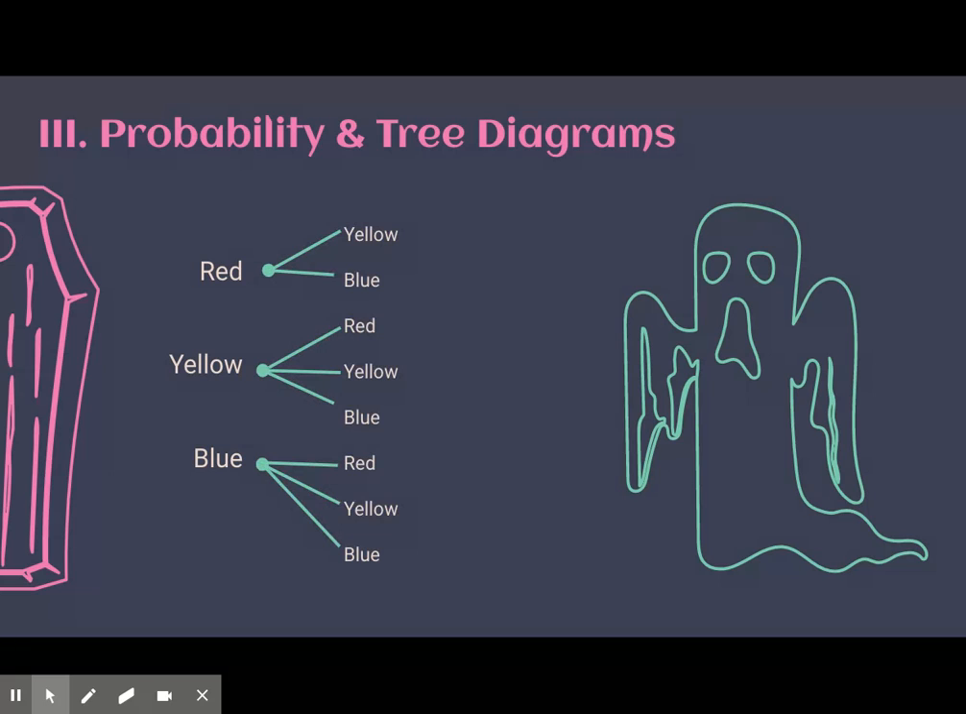Okay, now for the third selection, if we started with a red and then a yellow, we still have yellow and blue. If we started with a red and a blue, we still have yellow and blue.